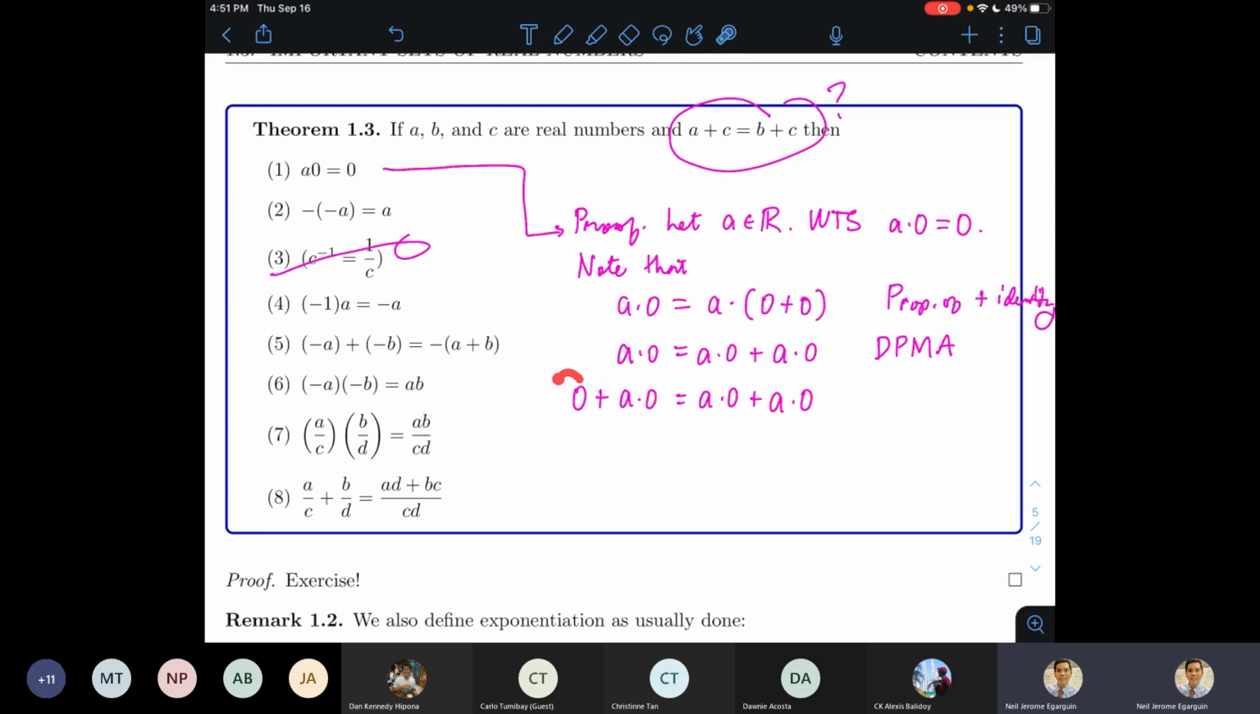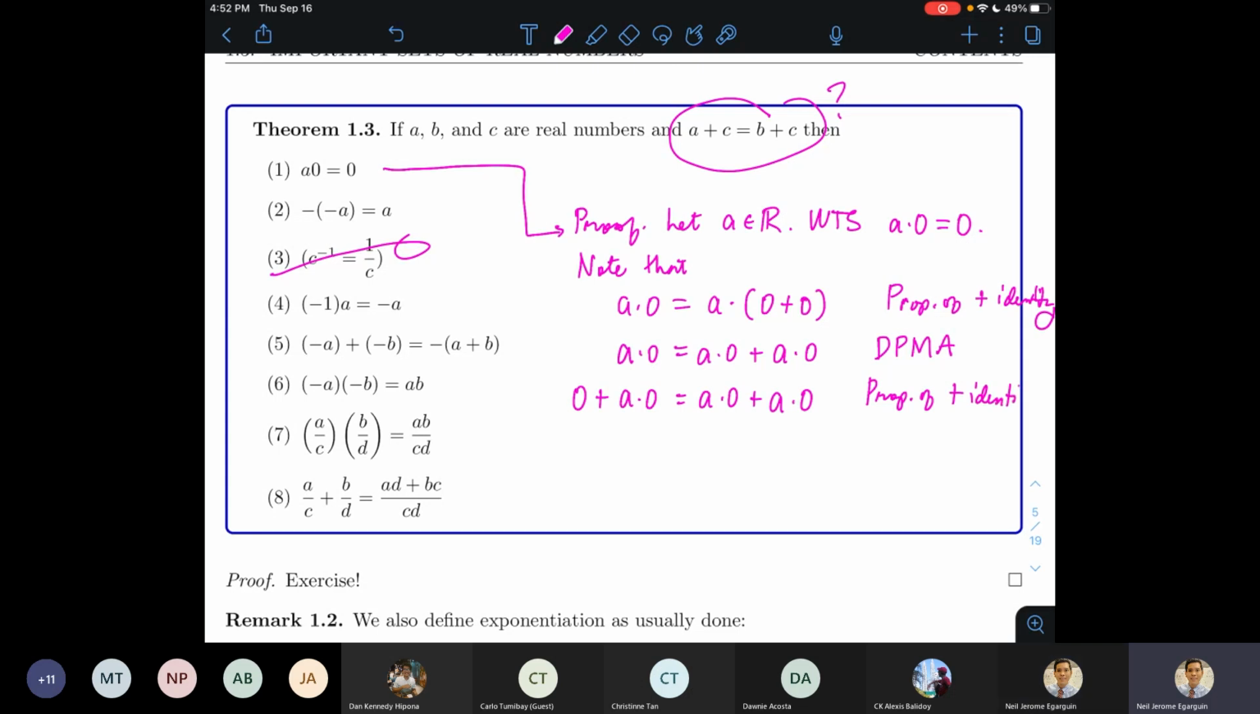Tama? Nagdagdag lang ako dito ng 0. Pero dahil 0 ay additive identity, it adds nothing or it changes nothing insofar as addition is concerned. So 0 siya dyan. Okay? Tapos, so this guy is still equal to this. Right? But what's the beauty of having this statement? So lagyan ko lang ito ng property of 0.